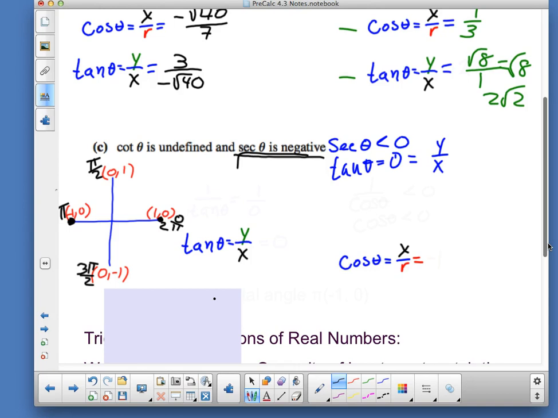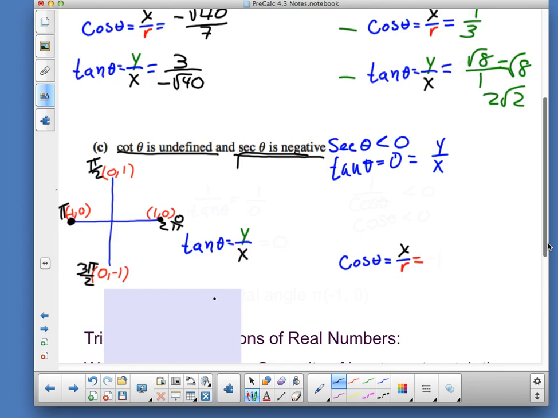The thing that leads me to my negative 1, 0 for the coordinates I'm working with is the fact that secant is negative, which means cosine is negative, because they're reciprocals of each other. And because cotangent's undefined, it had to be the quadrantal right here on the axis, because y doesn't go up nor does it go down, so y is 0.